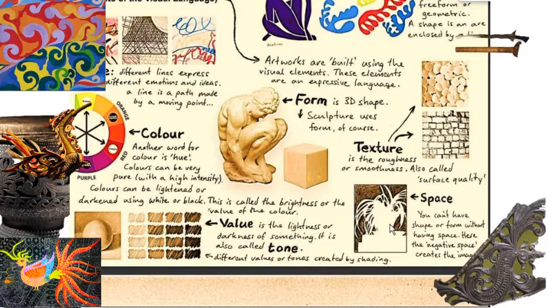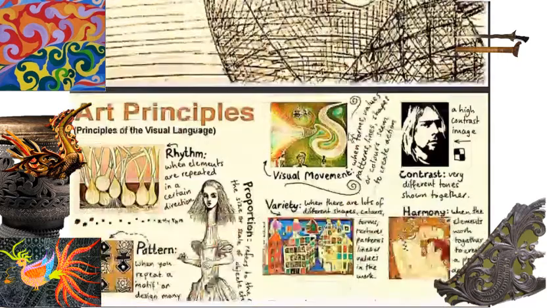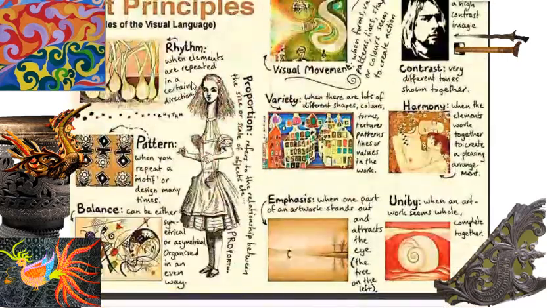Okay, so let's go to the principles of art. Art principles of visual language: rhythm. These are the elements that are repeated in a particular direction. When you make a rhythm, look at how the images move, how they are sequenced in that particular picture. Pattern is a motif designed many times.